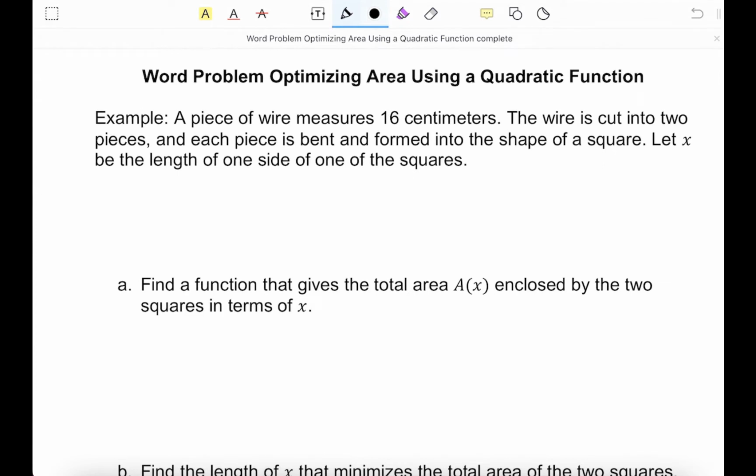So the whole thing is 16, and we're taking a square, which is x by x. All of them are x. And then we have another square, not necessarily the same size, but I'll name this one y. One of the lengths of the sides is y.